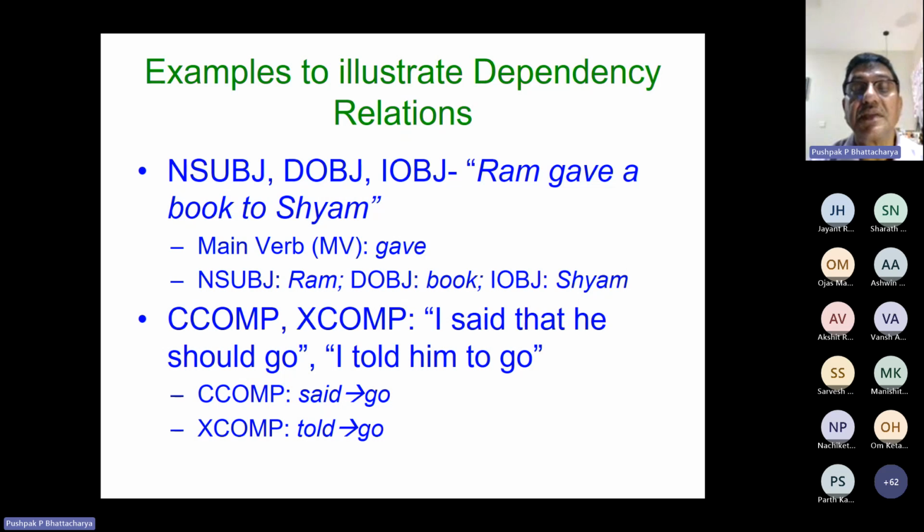So it is a nice thought exercise to think, what if XComp and CComp were not distinguished? If we did not have two relations, then what would go wrong? Think about this as an exercise: why do we need both CComp and XComp? It is just like asking, why do we need so many part of speech tags under noun? We have NN as the common noun. We have NNP as the proper noun. What if we had only one noun? What would be the problem? There's a similar kind of question.